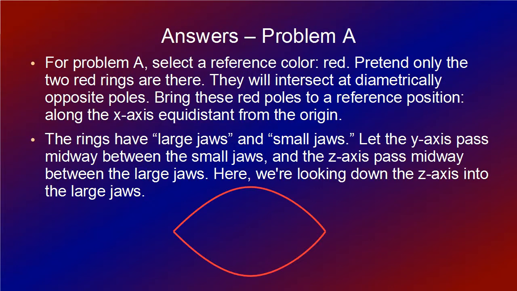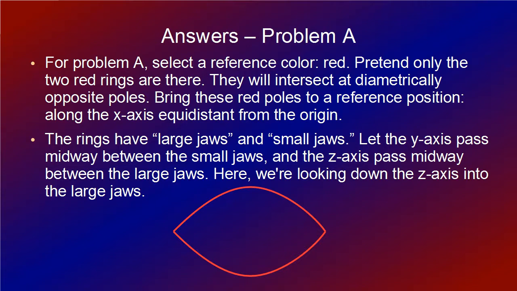So, for problem A, let's put the colors on in stages and specify a reference position. First, we'll specify a reference color, say red. Pretend only 2 red rings are there. They will intersect at diametrically opposite poles. Bring these red poles to a reference position, say along the x-axis equidistant from the origin. Now note that the rings have large jaws and small jaws. Let the y-axis pass midway through the small jaws and the z-axis midway through the large jaws.